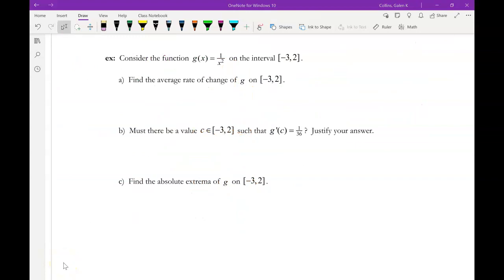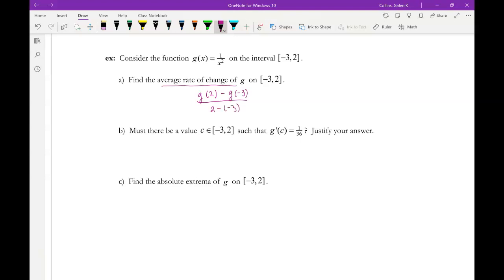All right, this last example seems really straightforward at first, but we're going to find that there's actually something really tricky we got to be careful of. So in part A, we are just finding the average rate of change of g on the closed interval from -3 to 2. So I know that this is g of 2 minus g of -3 over 2 minus -3.